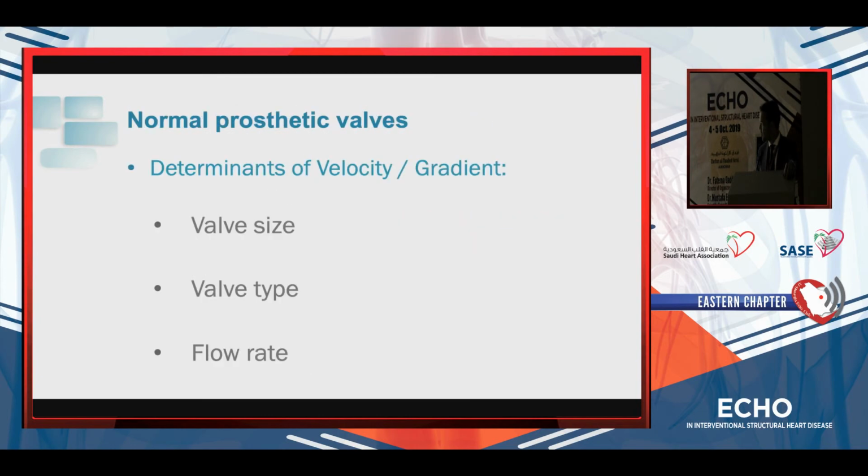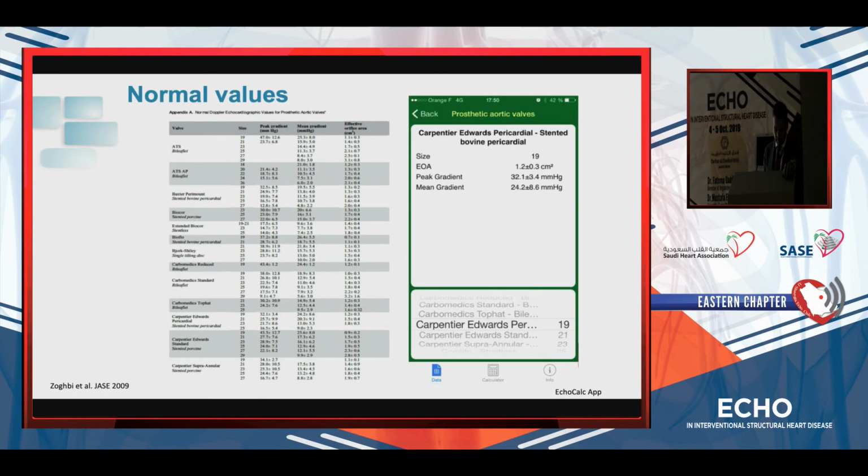What do we assess with a normal bioprosthetic valve, or just a prosthetic valve? We need to know the valve size and the valve type, and we have to keep in mind the gradients are also determined by the flow rate. So patients that are anemic or have a high thyroid function, this can also influence the gradients measured by echocardiography. And I'm glad there are several tables available now for all the different valves, showing the normal values we can assess when we do the examination.